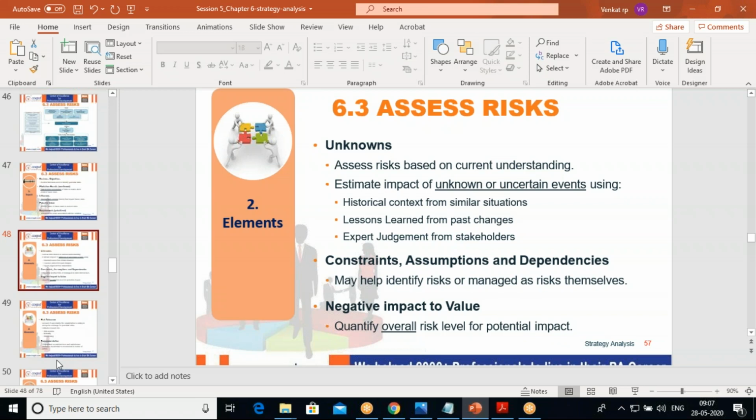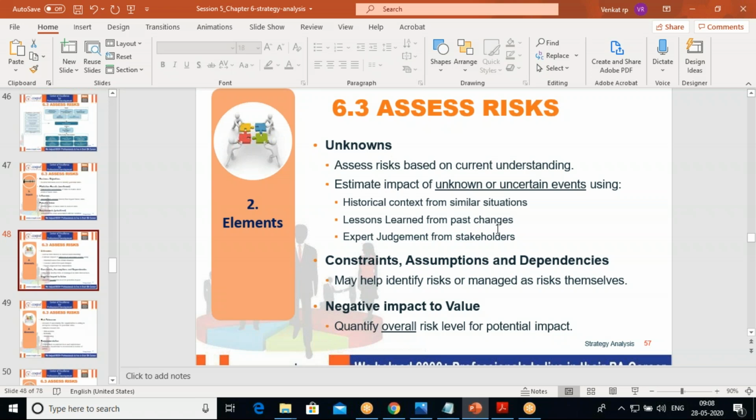Now, a very important thing is unknowns. Unknowns means we may not know about a few things that may happen when we actually start working on it, so we have to understand that. We have to assess risk based on current understanding, and estimate the impact of unknowns or uncertain events using historical context of similar situations, lessons learned from past changes, and expert judgment from the stakeholders. So we have to look into this. We may not know a few things about it, so where a risk can happen, from there we have to take it.